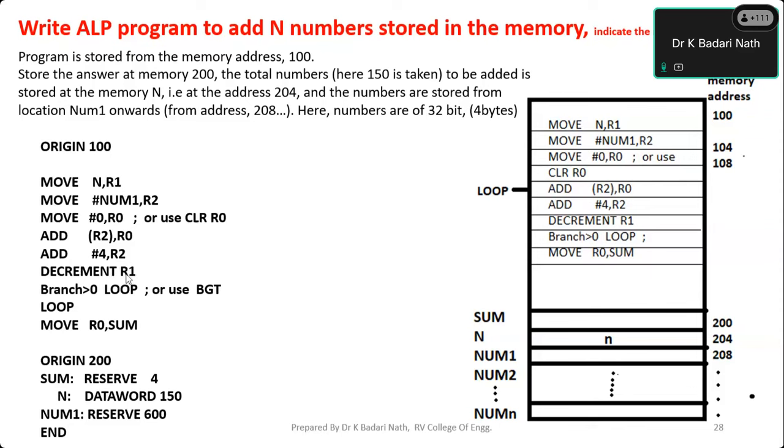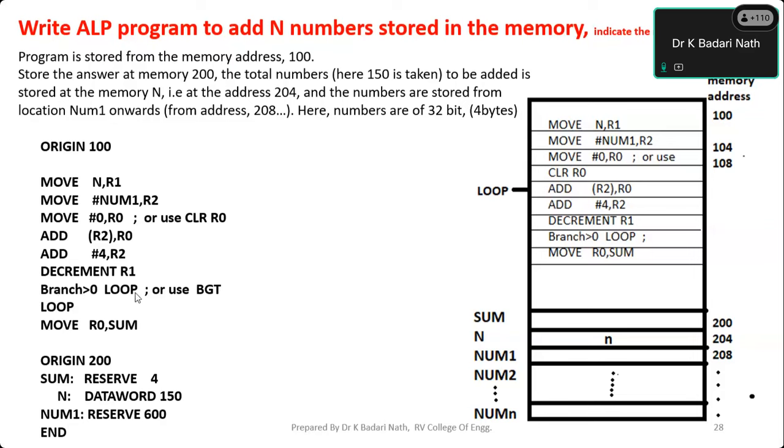Now I'll check whether R1 has reached 0. It's starting from 10, 9, 8 like that. When it reaches 0, it sets the zero flag. For the branch instructions, when I use branch greater than 0, the instruction looks for a flag which is set by the previous instruction. So branch greater than 0 looks for that zero flag. If the zero flag is not set, it branches to loop.